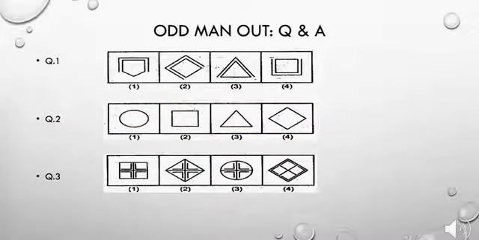Now let's go to the next problem, which is question number 3. In question number 3, there are 4 problem figures given. With first observation, we find that the inner design in problem figure 1, 2 and 3 is similar, whereas in case of problem figure 4, the inner design is different. So answer to question number 3 is 4.